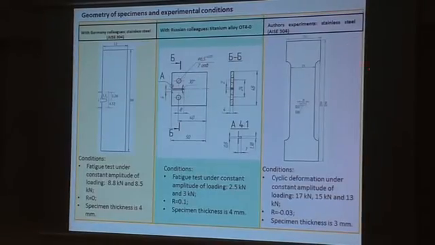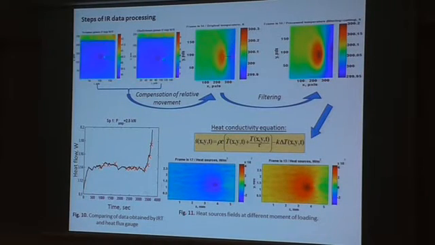Another experiment was made in Tolyatti University, and finally we have three different geometries, three different materials, and we study the heat dissipation from the crack tip in three different situations. The idea every time was the same. We have some data treatment from infrared, we have motion compensation, we have filtration, we have calculation of heat sources distribution at the crack surface, and we have data from the heat flux measurements.